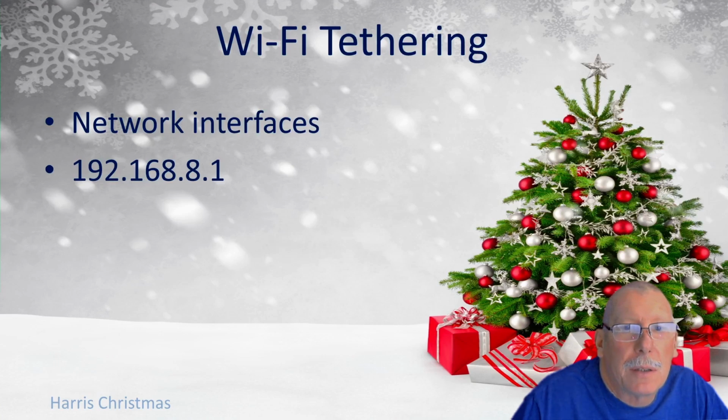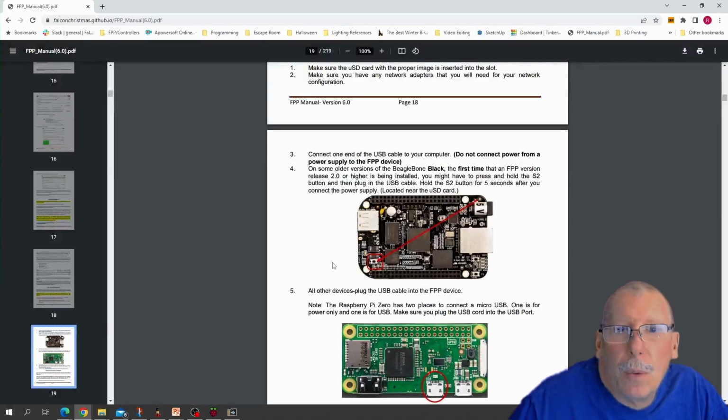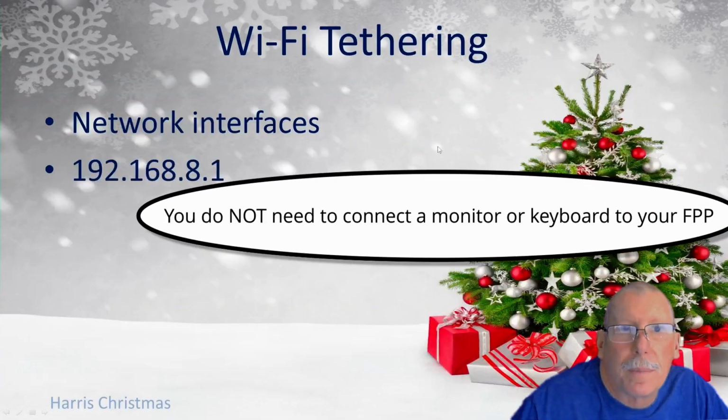If you're installing this on an older BeagleBone Black, you need to press and hold the S2 button when you boot it up. So you'll insert the SD card into the device, power it on, and for the BeagleBone, you're going to hold this S2 button when you power it on for about 5 seconds. These blue lights will flash and start randomly flashing, and then you're ready to go ahead and continue the installation.